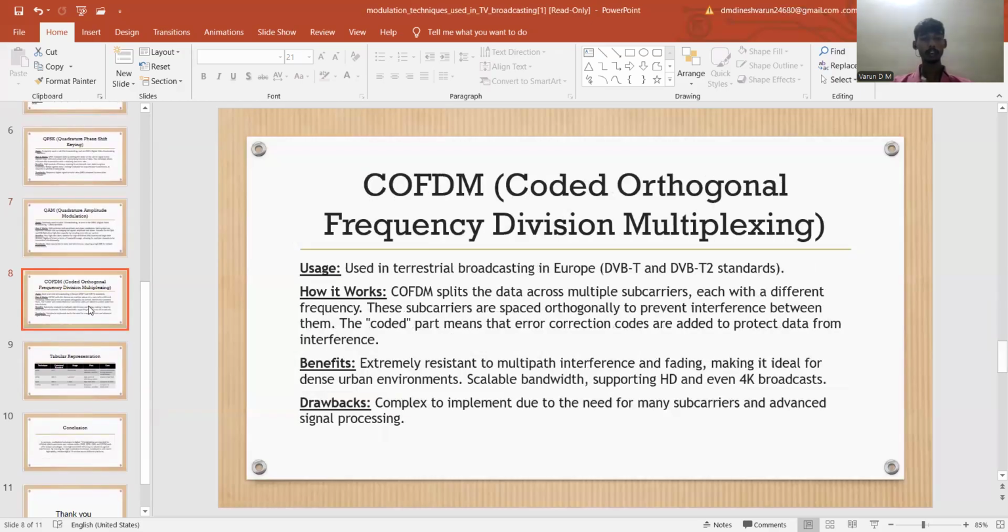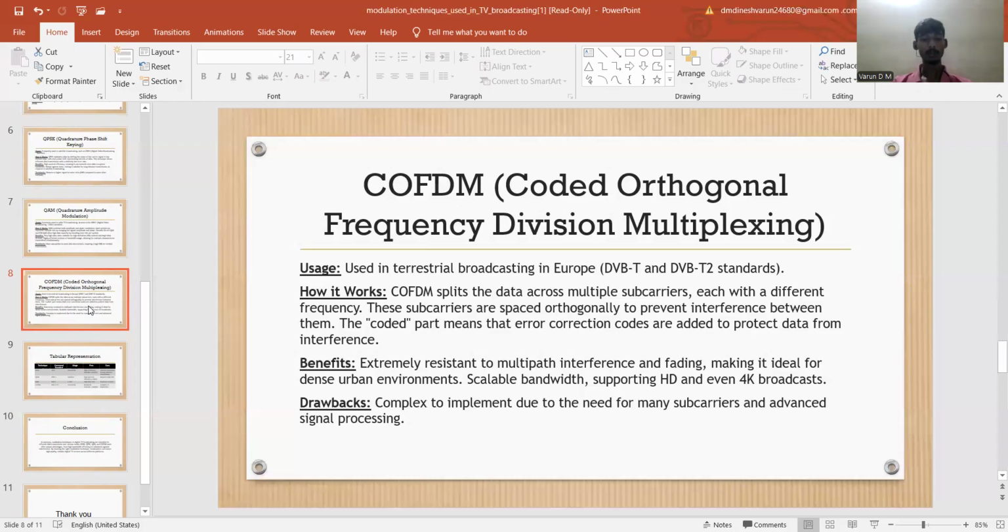Now let us learn about COFDM, that is coded orthogonal frequency division multiplexing. Usage: it is used in terrestrial broadcasting in Europe, that is the DVB-T and DVB-T2 standards. How it works? COFDM splits the data across multiple subcarriers, each with a different frequency. These subcarriers are spaced orthogonally to prevent interference between them. The coded part means that error correction codes are added to protect data from interference.